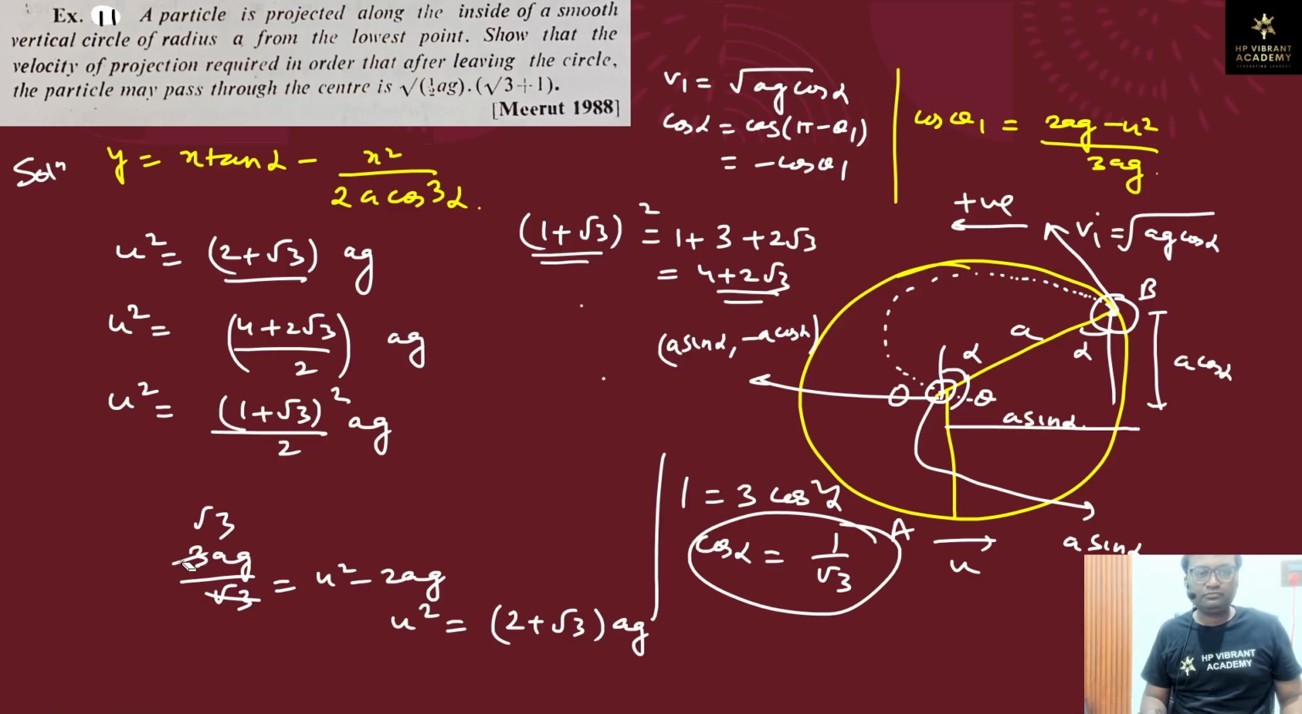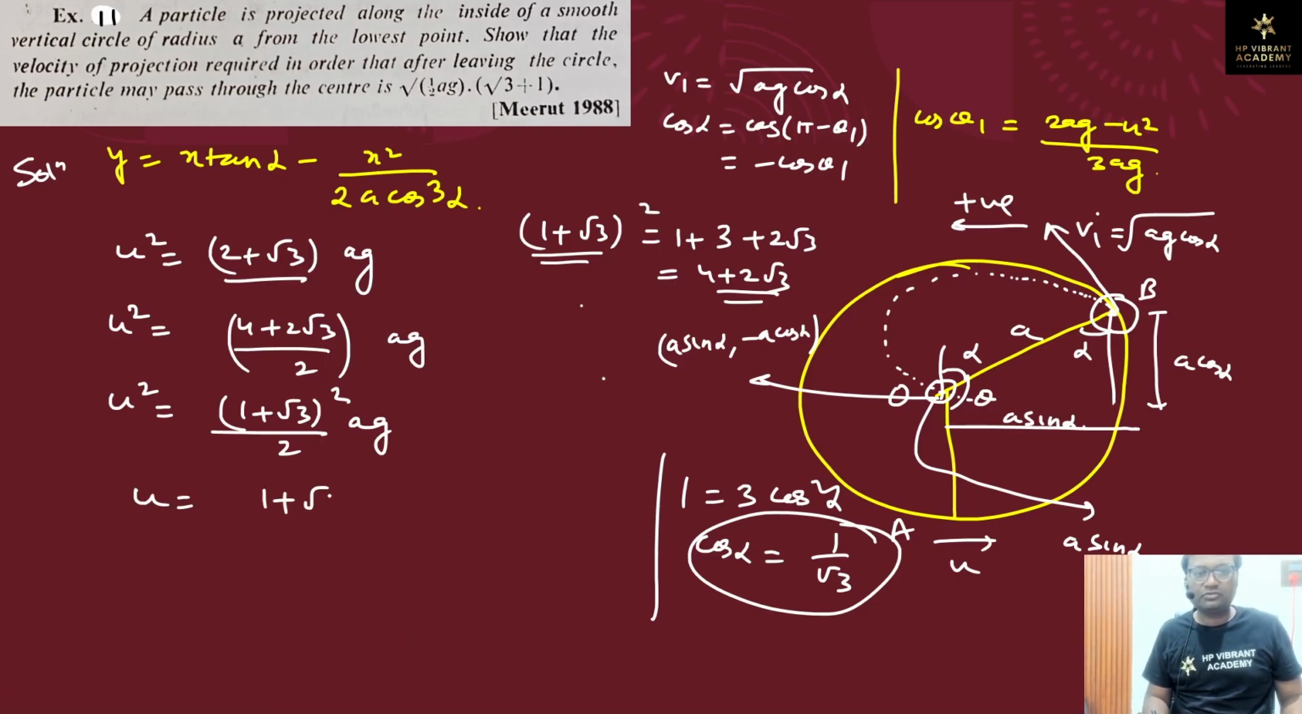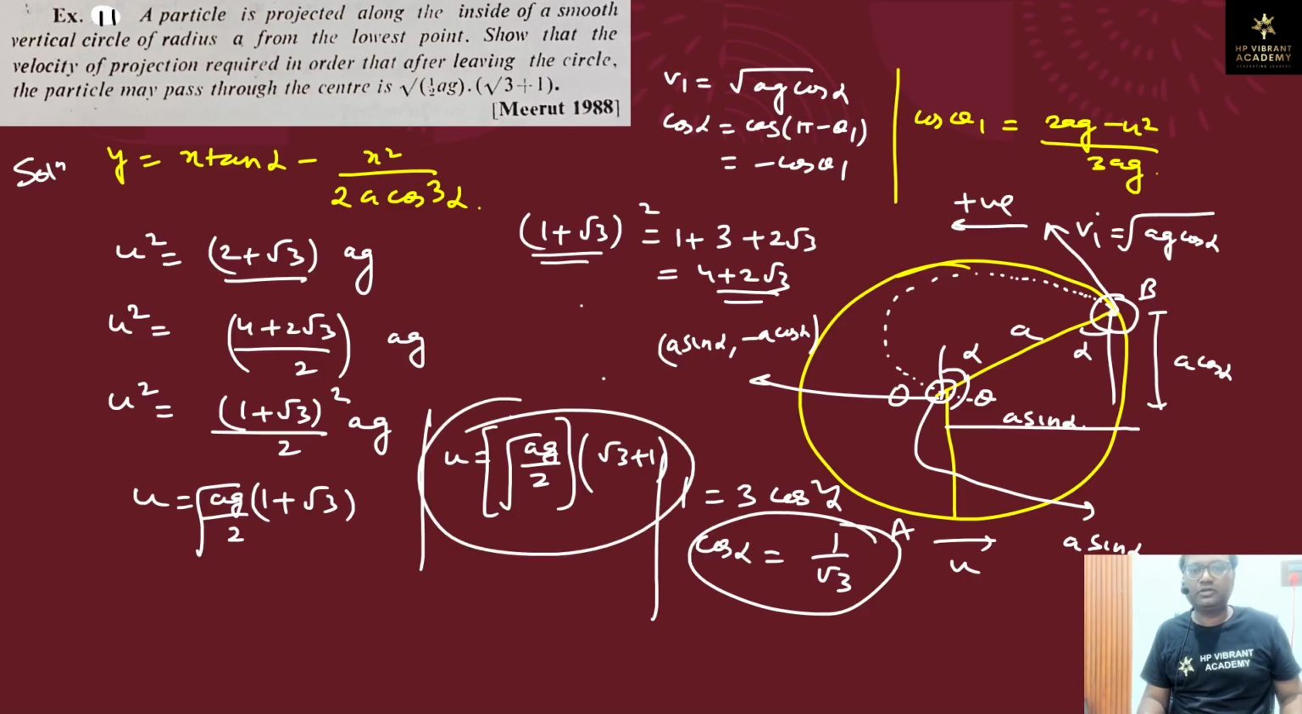Okay, so now we can simplify this as u is equal to 1 plus root 3 into root under ag upon 2. Okay, this is our answer. u is equal to root under ag upon 2 into root 3 plus 1. This is our initial velocity, which is being asked in the question.